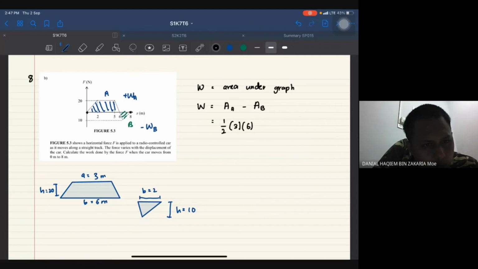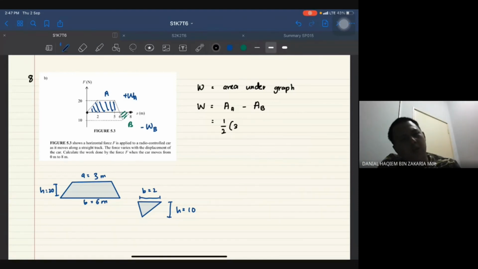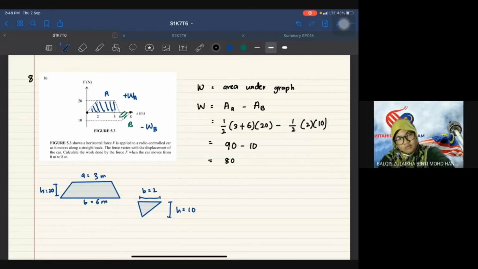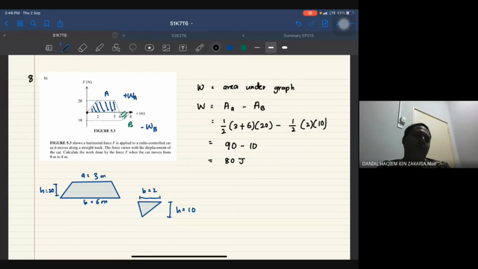So formula: half times 2 (A plus B), minus half times 2 times 10. Betul ke tak ni? Boleh. Is it 80? Yes. Okay, good. Yes. Okay. That one's for question 8.